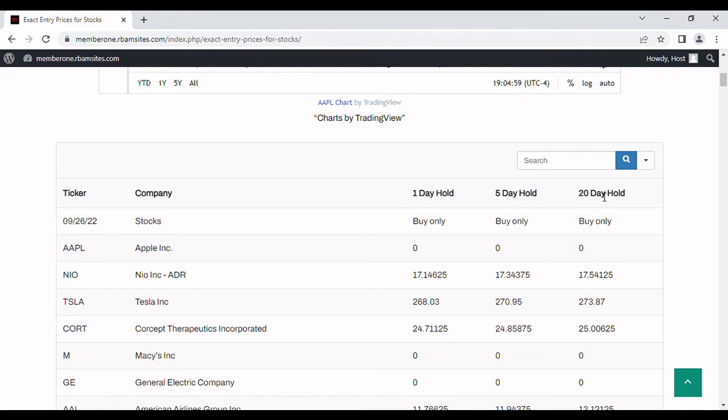And so we have 1, 5, and 20-day holding periods here. We cover 190 stocks. It's out by 7 a.m. Monday through Friday. You can see these are out for tomorrow, the 26th, which is Monday. I'm doing this video on Sunday. So you have these 3 buys, 1, 5, and 20.